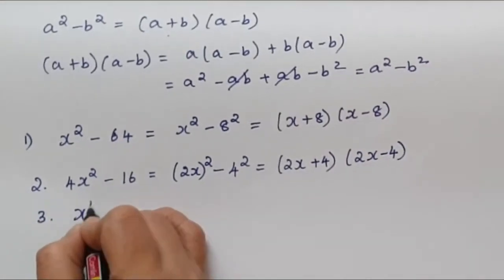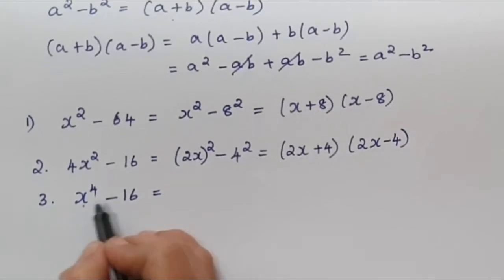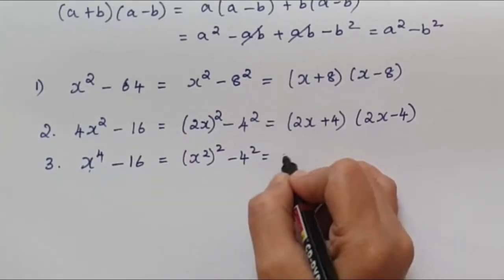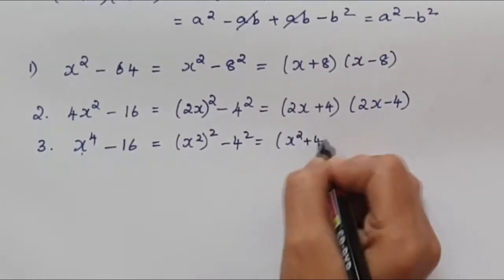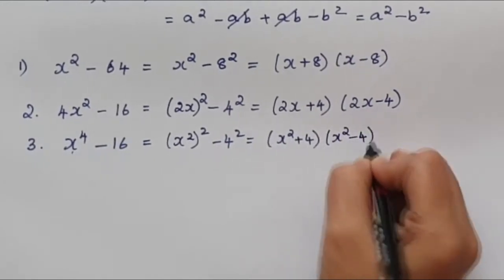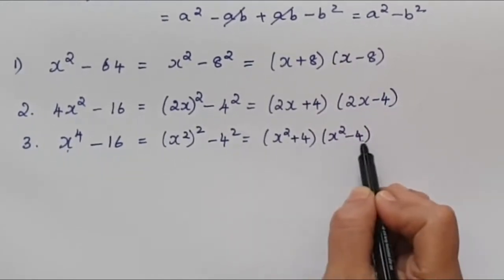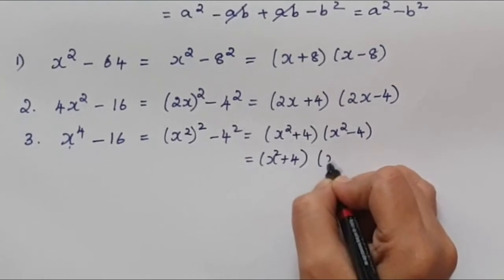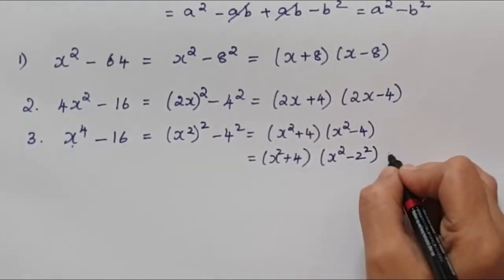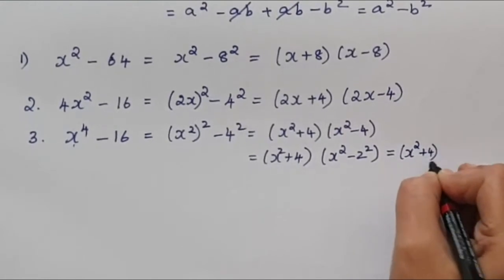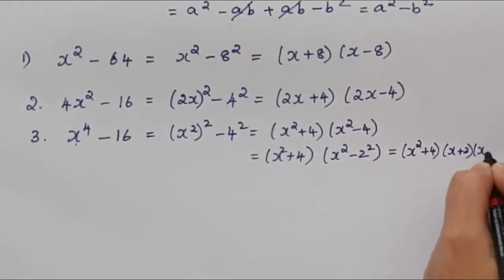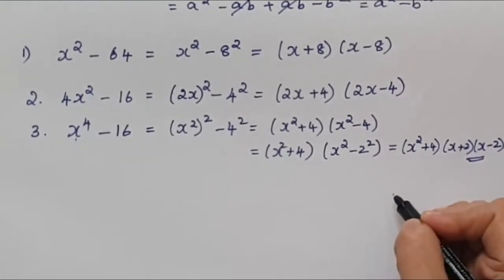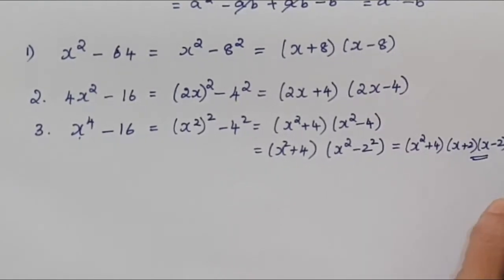Then the third one, x power 4 minus 16. See the same thing here. So it will be x square the whole squared minus 4 squared. So this can be written as x square plus 4 and x square minus 4. Now x square minus 4 can be factorized again. So this will be x square plus 4. This can be written as x square minus 2 square. So the answer for it will be x square plus 4, x plus 2 into x minus 2. This is factorizing it completely. When there is a positive sign in between, we cannot factorize. Only when there is a negative sign, we can use this formula.